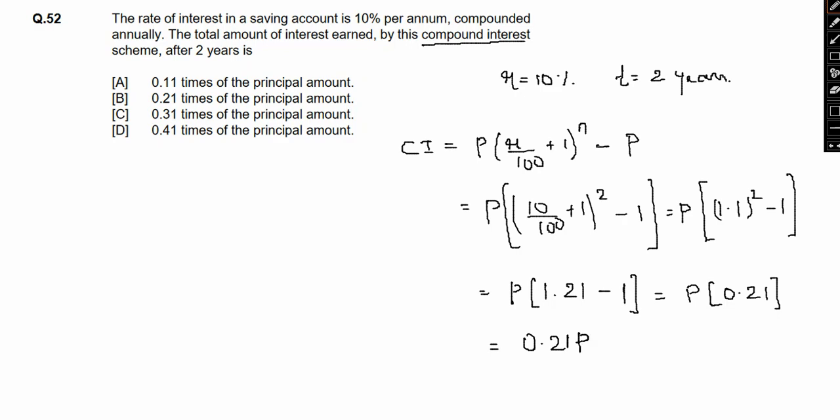Now let's go through the options. 0.11 or 0.21 times the principal amount. Option B will be the correct answer. Okay, pretty straightforward. I don't think you should face any issue in this regard, and I hope this thing is clear to you as well.